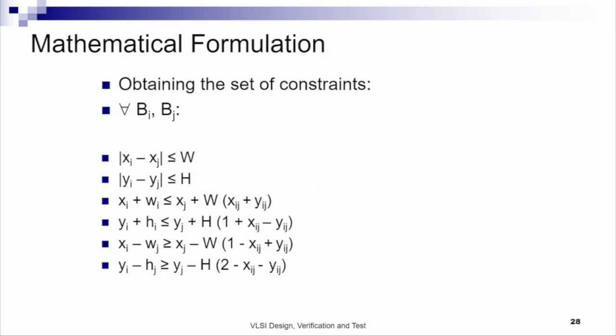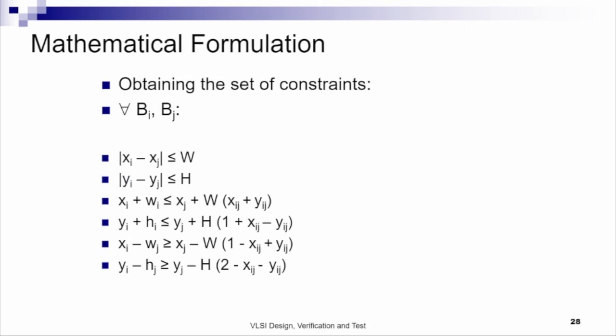Now, we write the constraints between any two pairs of vertices as follows. For each pair bi, bj, we need to have xi minus xj less than or equal to W. So their left coordinates must be separated by at most W. Similarly, yi minus yj less than or equal to capital H, the summation of the heights. So how far can they be apart? It can be the summation of the heights. So these are trivial constraints which will always be satisfied.